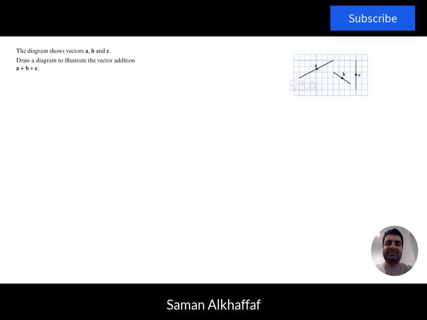In this example, the diagram shows vectors A, B, and C, and we need to draw a diagram to illustrate the vector addition of A, B, and C. So we can see the vector A going in this direction, so that's A, and to add it to B, we connect B also in this direction, and also we have vector C going in this direction here.